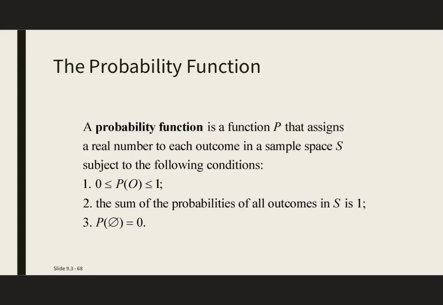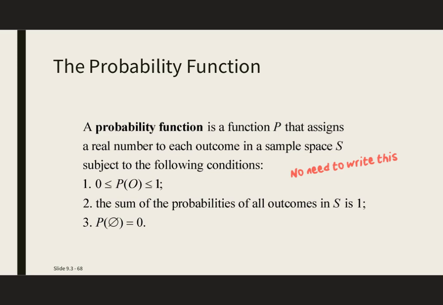I need to present the probability function to you. You don't really need to write this down. A probability function is a function like any other, has a name, P, and it assigns a real number to each outcome in a sample space. One fundamental truth of a probability function is that the probability of an outcome, that's an O, not a 0, is in between 0 and 1. And it could be 0 and it could be 1.